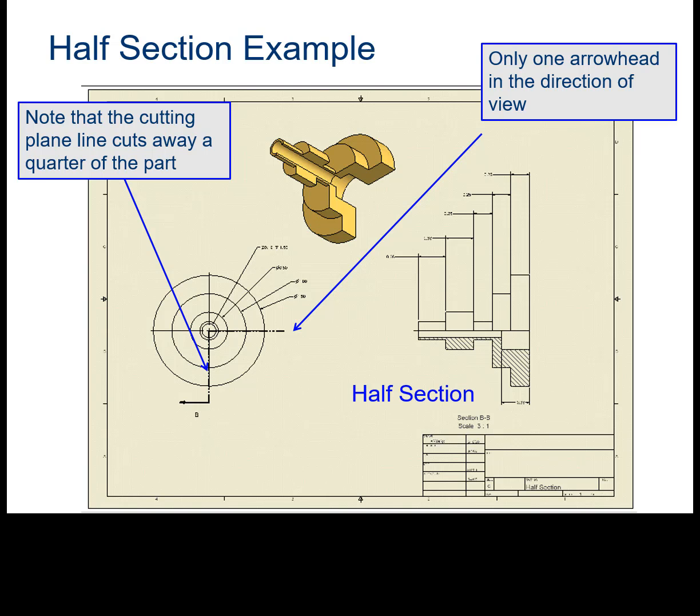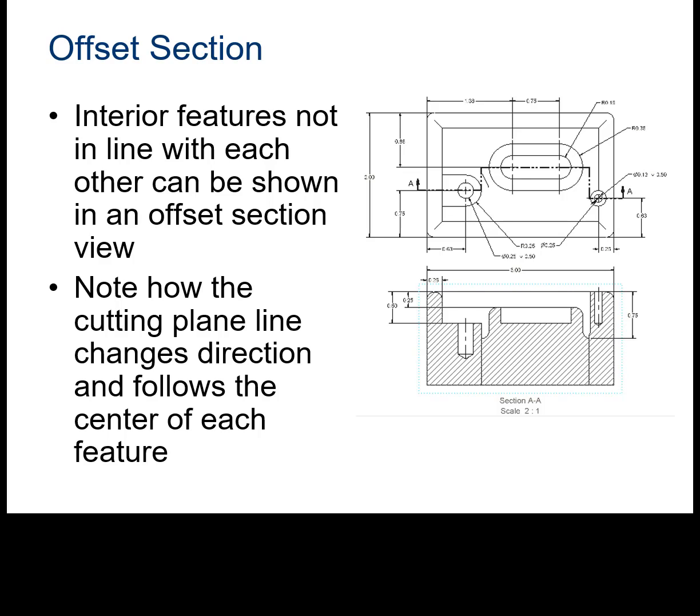Next up is an offset section. In this case, we are using this to see a section view when a bunch of interior features are not lined up on a single plane. It just helps you get one additional view to see, in this case, the depth of certain things and how they all match up to each other.